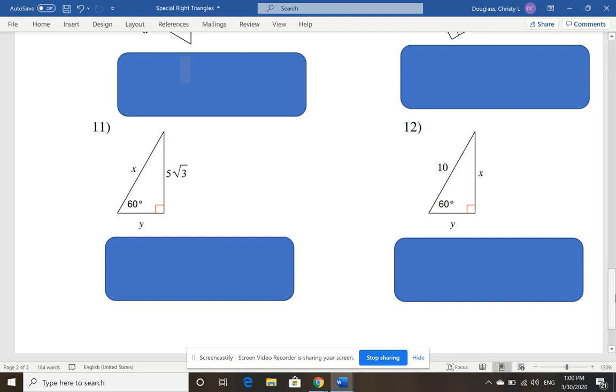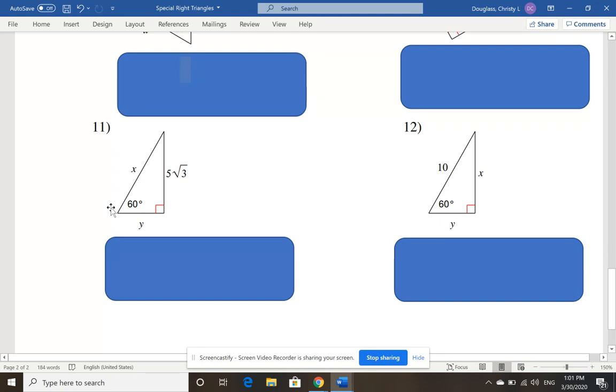All right, let's see how you've done. On question number 11, we have our 30, 60, 90 triangle. The 30-degree angle is up here in the top corner. If I travel across the triangle, then I'm going to get to this side. This is the short leg, represented by Y. What I know is this side, which is the long leg. I also do not know the hypotenuse.